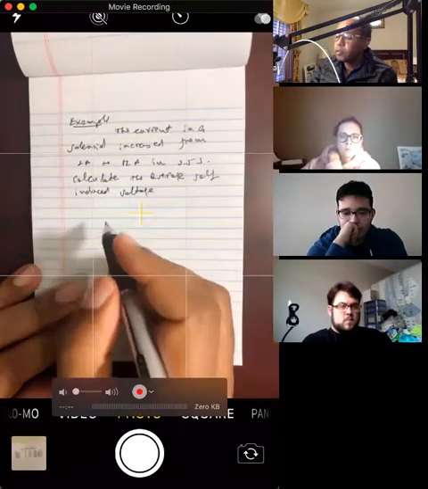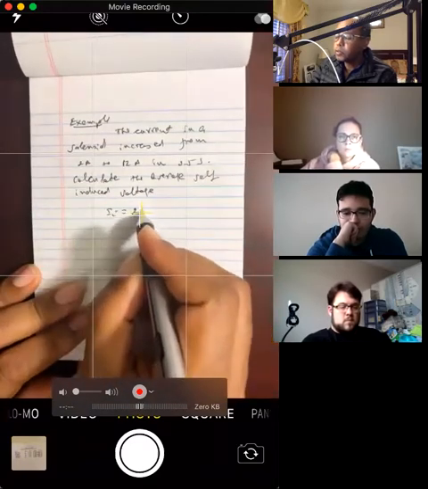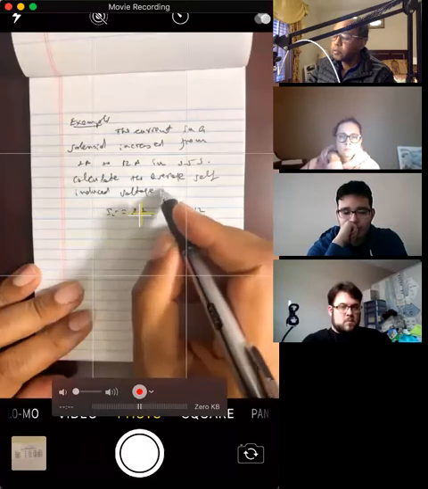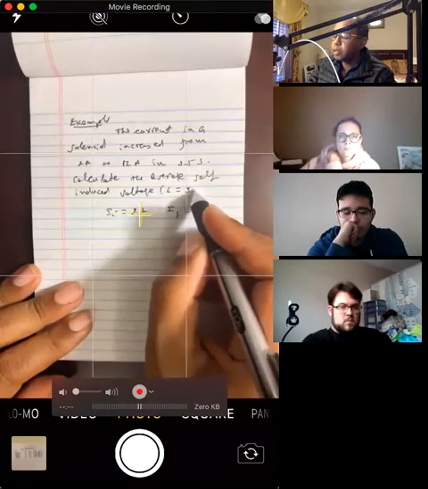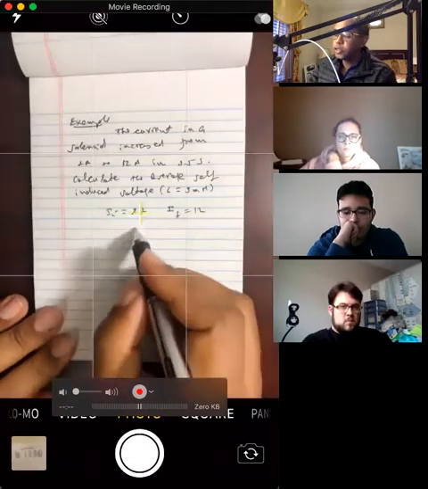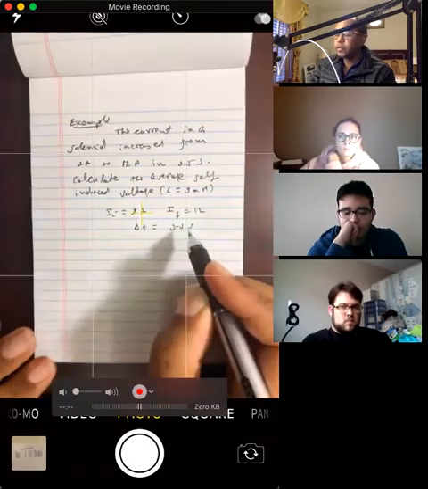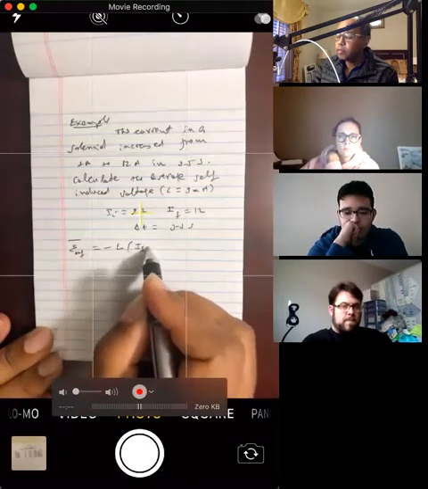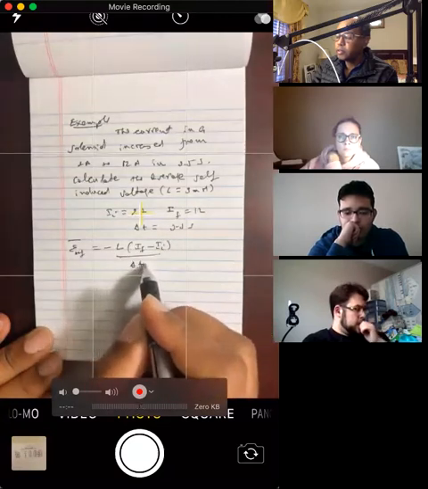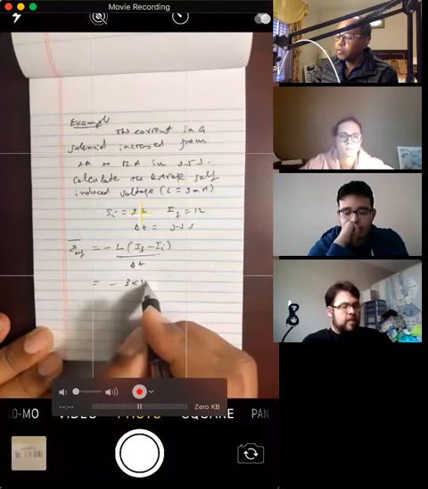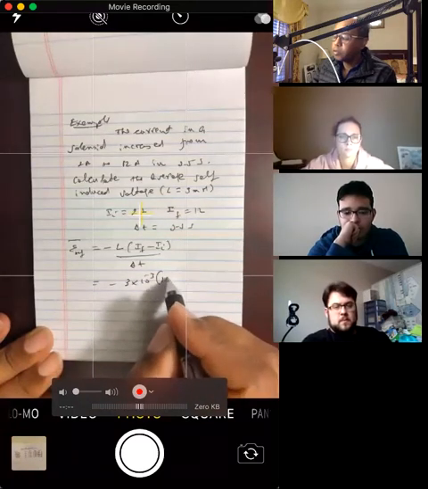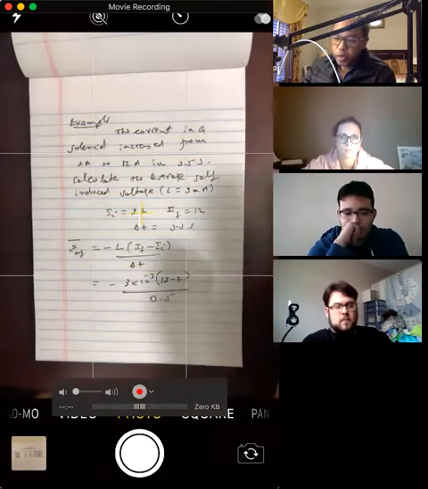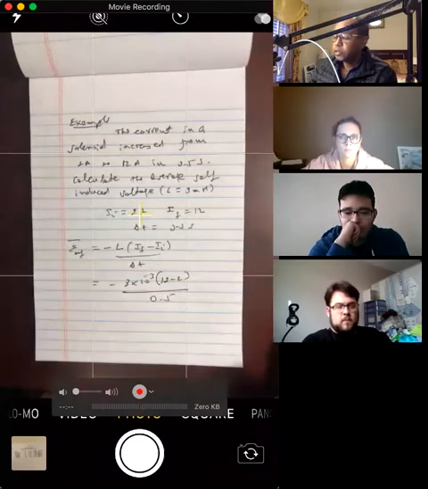So all we need is the initial current, which is 2 amps. We have the final current, which is 12 amps. Of course, we're going to need the inductance too. Let's say maybe this is 3 millihenry. And then of course, delta t is 0.5 seconds. So the average self-induced voltage will be negative L, I final minus I initial, divided by delta t. So it'll be negative 3 times 10 to the power negative 3, and then 12 minus 2 divided by 0.5. That would be the average induced voltage during this time interval.